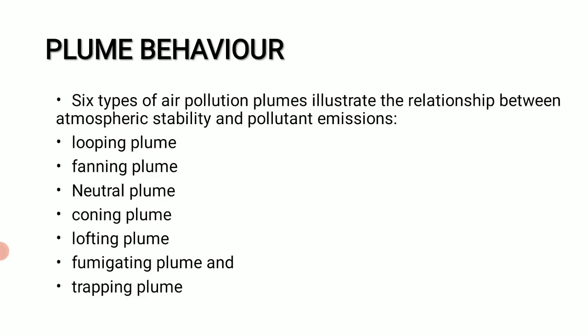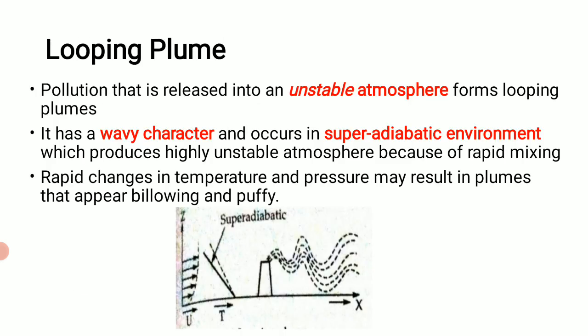There are several types of plume behavior depending upon the various atmospheric stability conditions, that is, whether the atmosphere is stable or unstable, or whether there is an inversion. Based on all these factors, plume behavior is classified into seven different categories: looping plume, fanning plume, neutral plume, coning plume, lofting plume, fumigating plume, and trapping plume. Now we will discuss each of these plume behaviors. The first one is the looping plume.